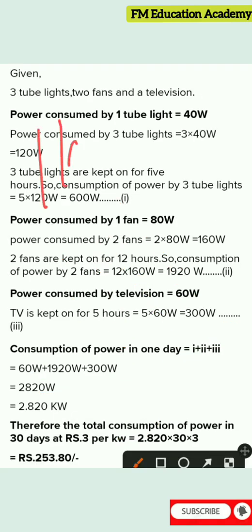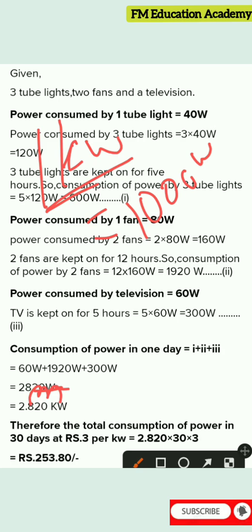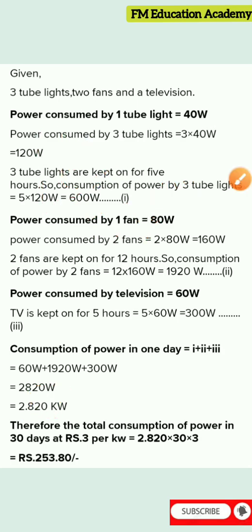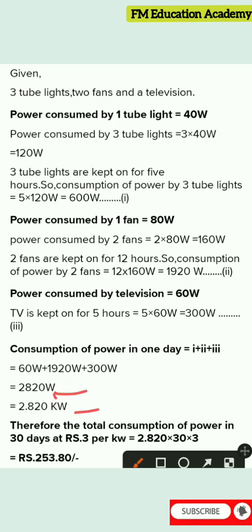We know that 1 kilowatt is 1000 watt. So since we found out in terms of watts, we know kilowatt is of more value. So shift the decimal places by 3 on the left hand side because 1 kilowatt is 1000 watts. So we get 2.820 kilowatts. So whenever you want to convert watt to kilowatt, remember shift it by 3 decimal places.